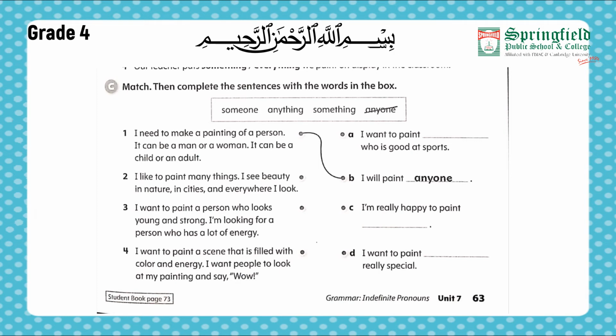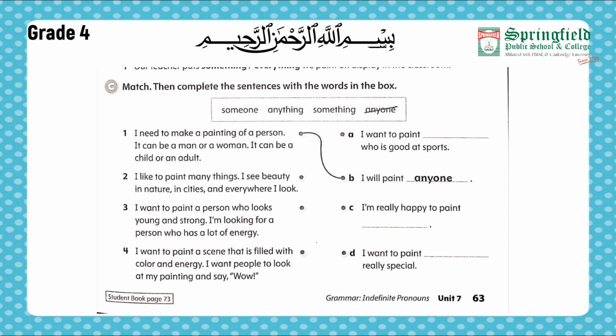Moving forward towards our statement 2. I like to paint many things. I see beauty in nature, in cities, and everywhere I look. I want to paint who is good at sports. Next option, I am really happy to paint. I want to paint blank really special.